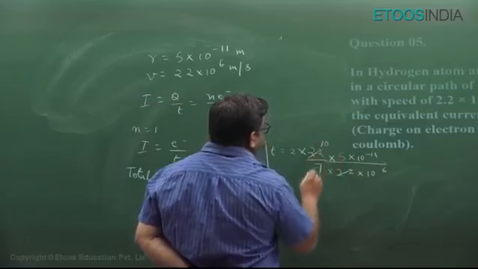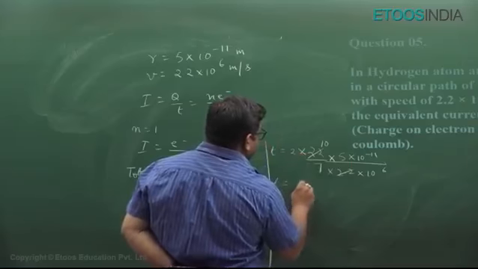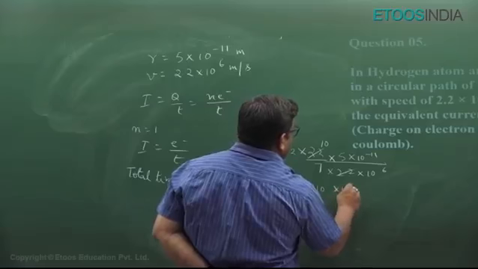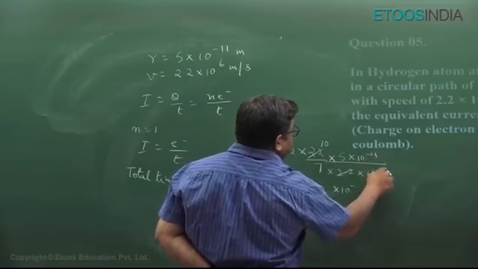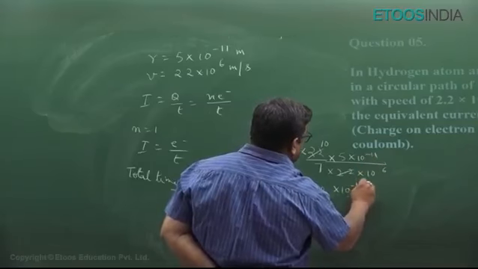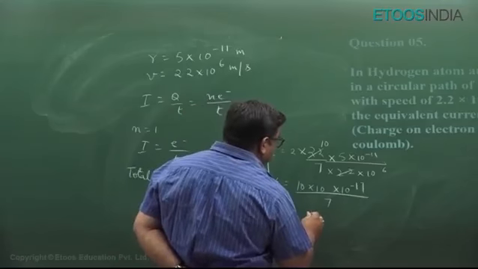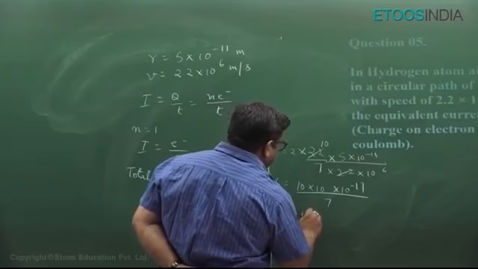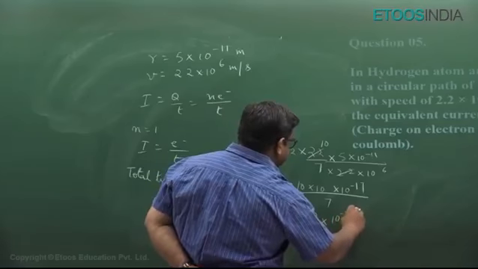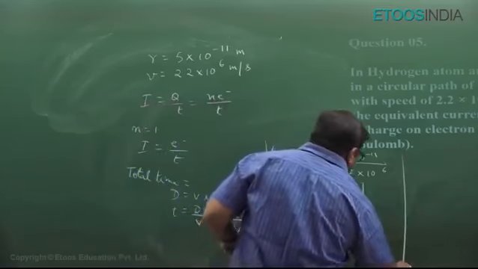So I'll just try to cut it out. The answer will be 10 here, or T is equal to 5 times 10 into 10 into 10 to the power minus, if I take it upwards there, it will be 10 to the power 6, and minus 11 minus 6 is minus 17, upon 7, or T will be equal to 100 upon 7 into 10 to the power minus 17. Got it?